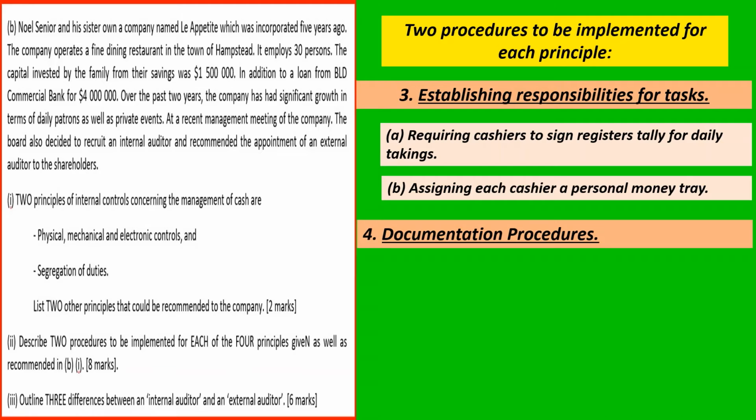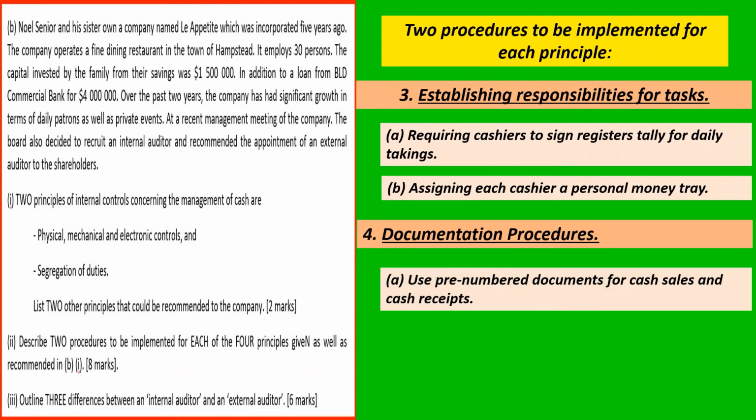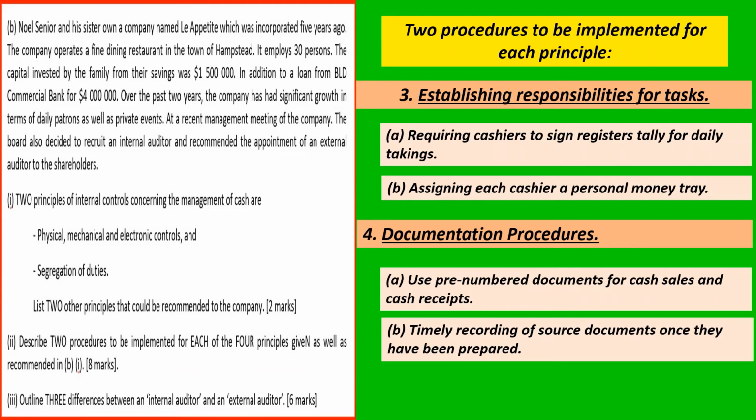And then we have documentation procedures. We use pre-numbered documents for cash sales and cash receipts. Notice again, it's cash we're talking about. We want pre-numbered cash bills and receipts for when we receive cash so that if any go missing, we can easily trace the numbers. We need timely recording of source documents once they have been prepared. Okay, so we must record those source documents in our books of original entry, and you must do it on time.